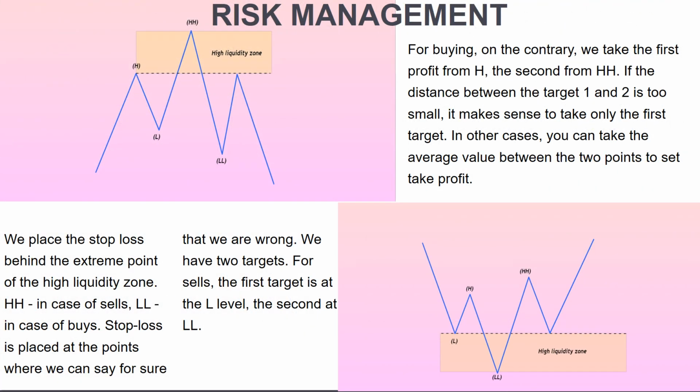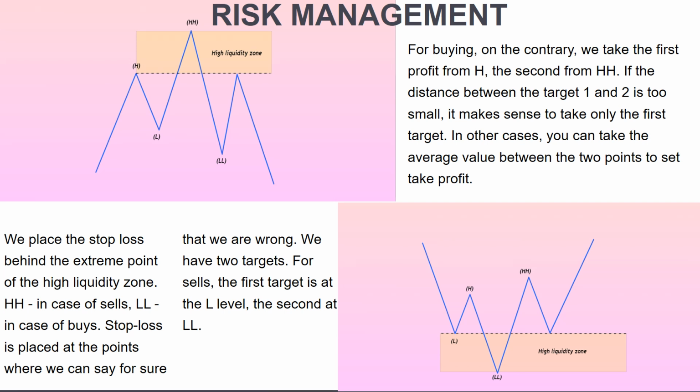Risk management. We place the stop loss behind the extreme point of the high liquidity zone. HH, in case of sells, LL, in case of buys. Stop loss is placed at the points where we can say for sure that we are wrong.